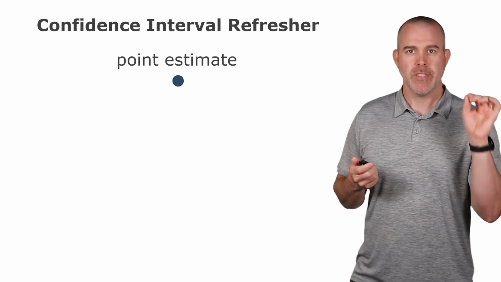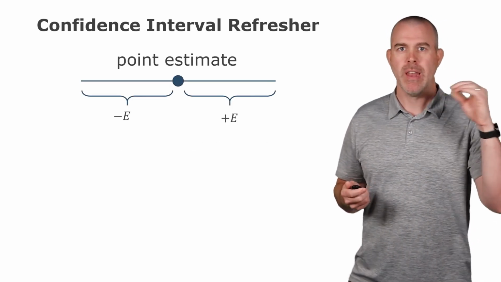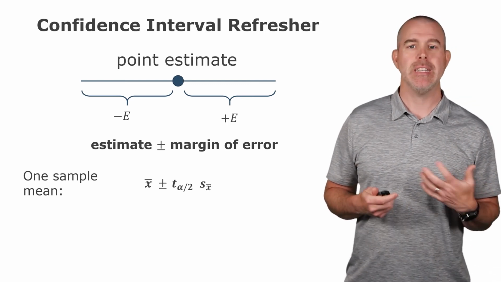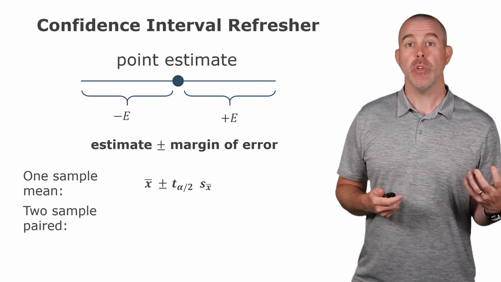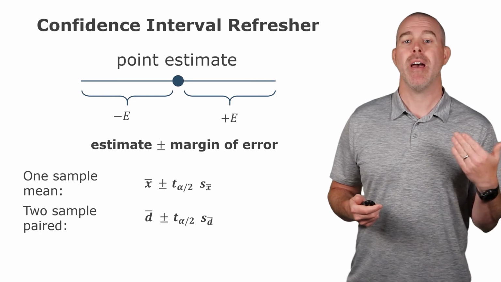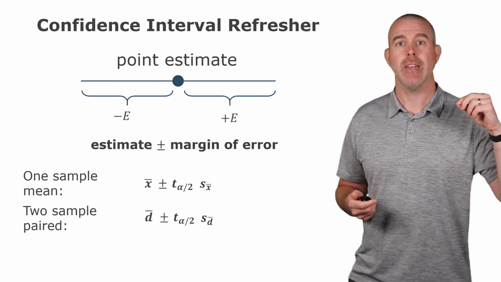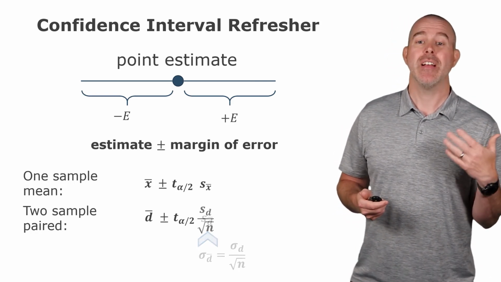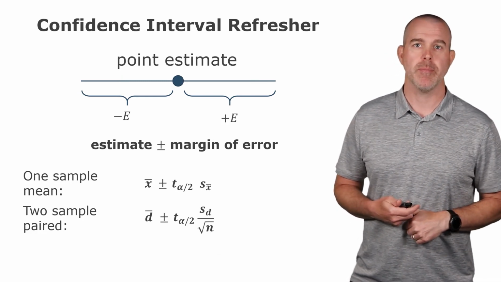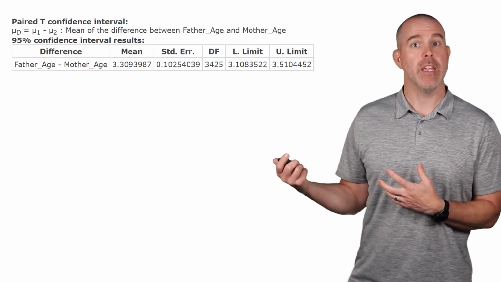So remember the confidence intervals, there's a point estimate in the middle, plus or minus some margin of error. So for a one sample mean, you have x bar plus or minus t times the standard deviation. And so for two sample paired, it's the same idea. It's the mean difference plus or minus a t times the standard deviation of the mean difference. And in that case, that's going to be the standard deviation of the differences over the square root of n. In StatCrunch, I'm not going to record this, but it's the same process. You just go options, edit the previous output if you want to, and just choose a confidence interval instead of a hypothesis test.